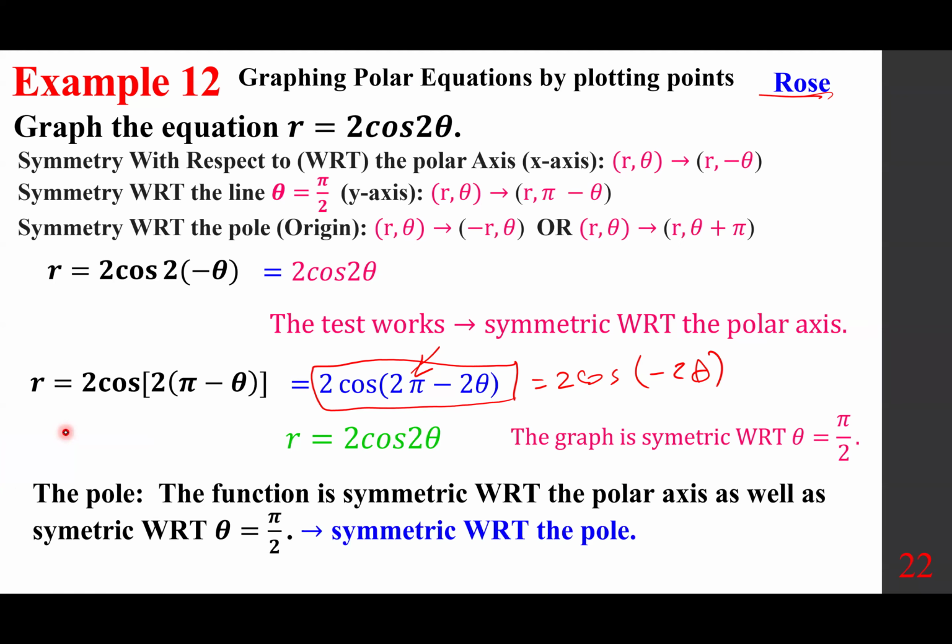And the pole. The function is symmetric with respect to the polar axis as well as symmetric with theta equals pi over 2. That makes it symmetric with respect to the pole. If the first two work, this must work too. I leave it for you to show that. But if it is symmetric with respect to the polar axis and the y-axis or theta equals pi over 2, it's symmetric with respect to the pole as well. You can try this to see whether it works or not. And the way you try it is that you check both of them, okay?